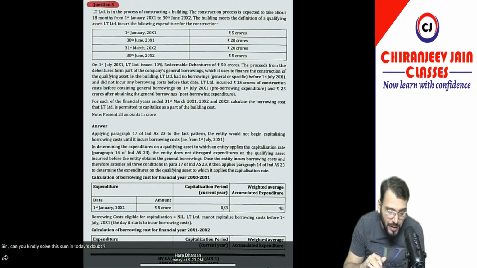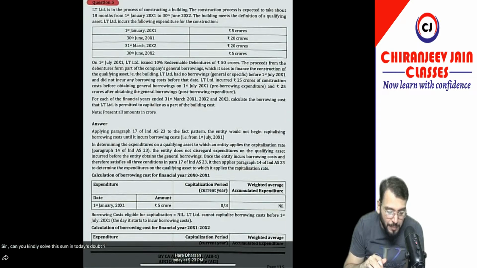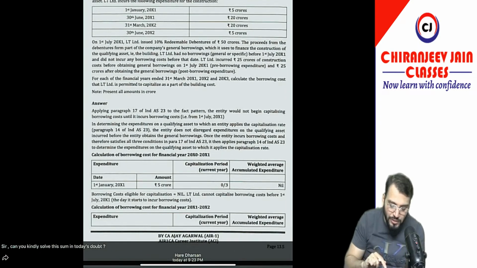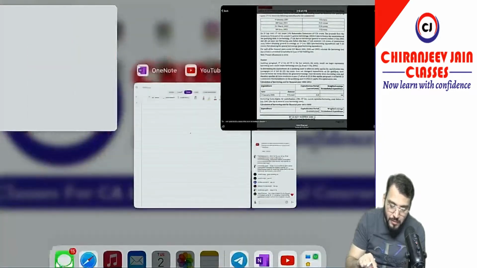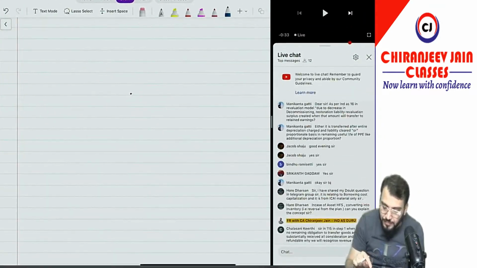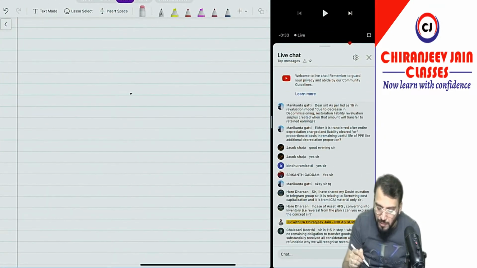For each of the financial year ends 31st March 2001, 2002, 2003, calculate the borrowing cost that LT Limited is permitted to capitalize as a part of the building cost. What is the doubt in this? Tell me. You want me to solve the entire question?